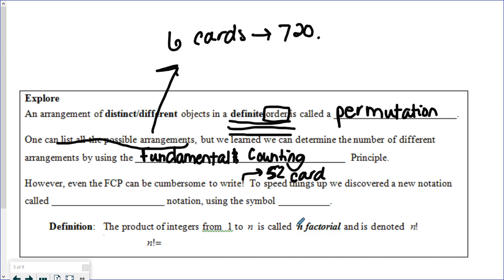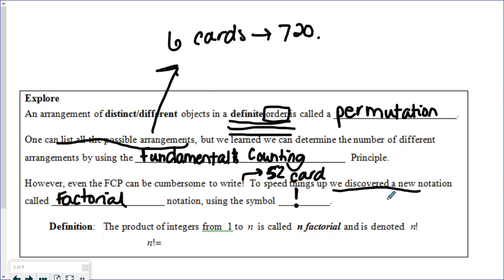I wasn't writing all those numbers. So to speed things up, we've discovered a new notation. Let's just pretend. There is a new notation that we're going to learn about called factorial notation. And it uses the symbol exclamation mark, which is my favorite.